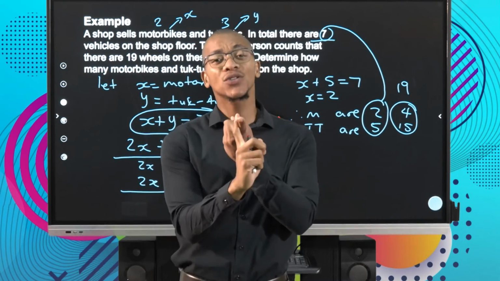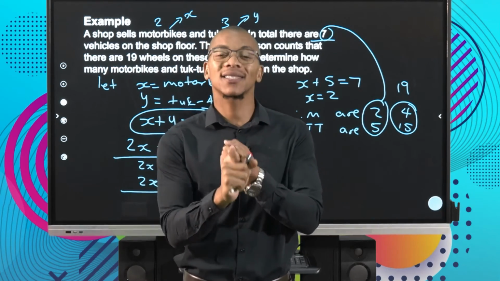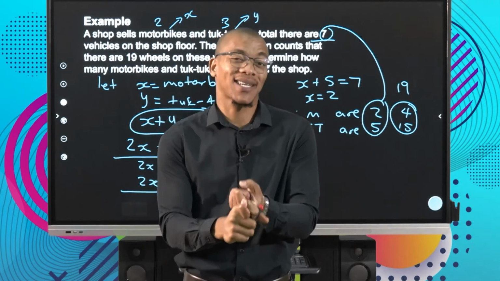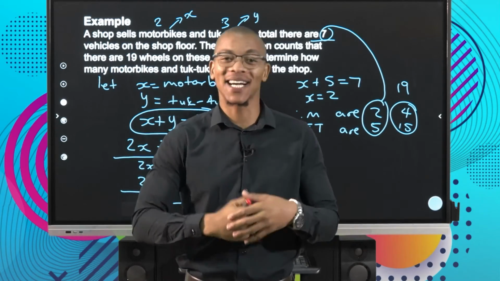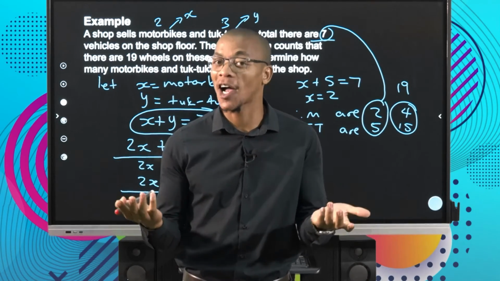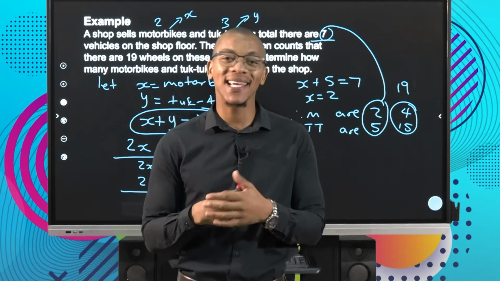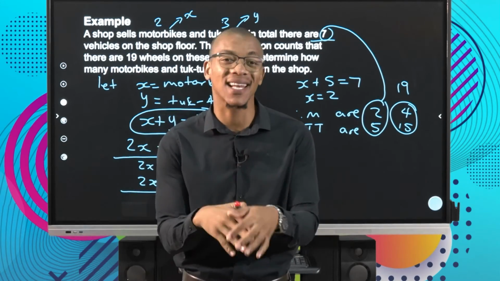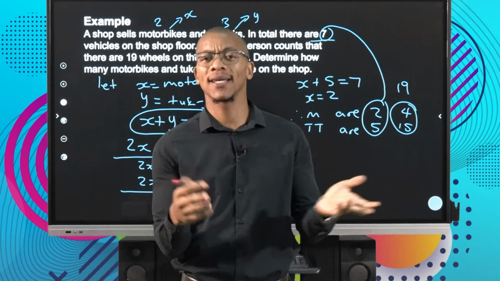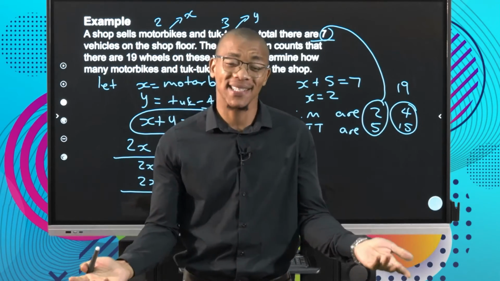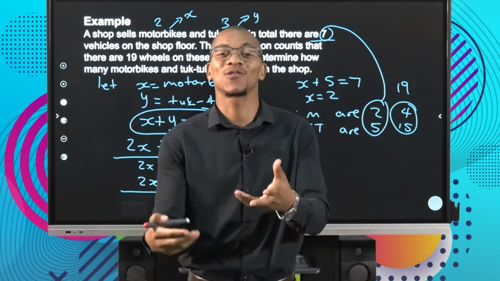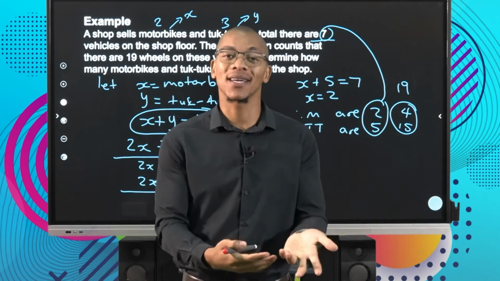Firstly, make sure you understand that vehicles do not necessarily mean cars, because I know that most of us, when you think about a vehicle, think it's a car or a bus. No, a vehicle can even be a bicycle or a tricycle, right? Or a quad bike. It can be anything that has wheels. We call it a vehicle.